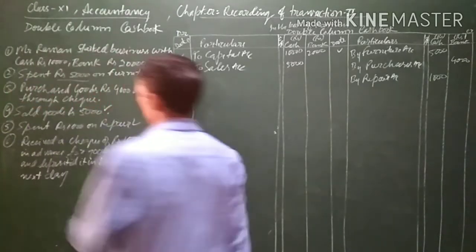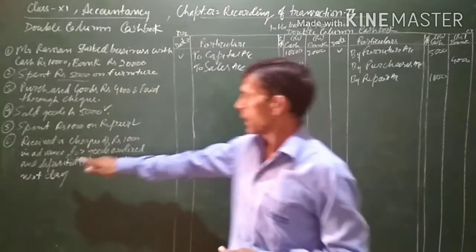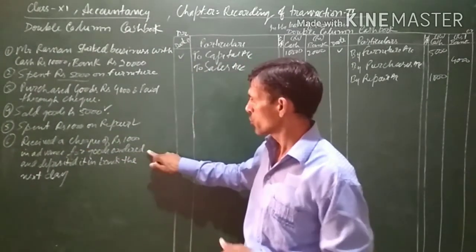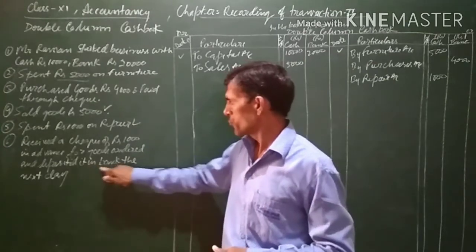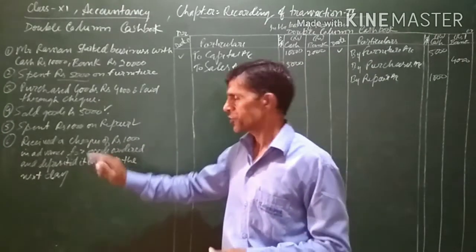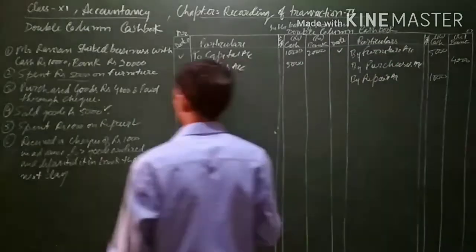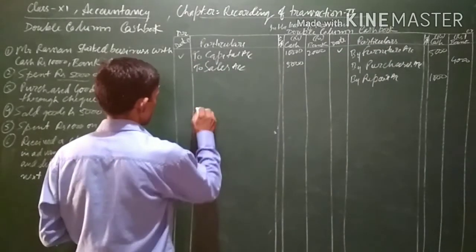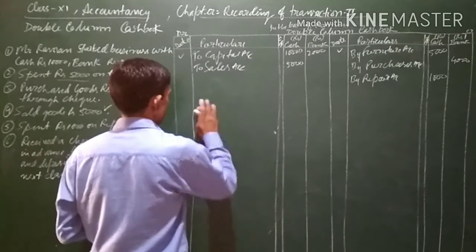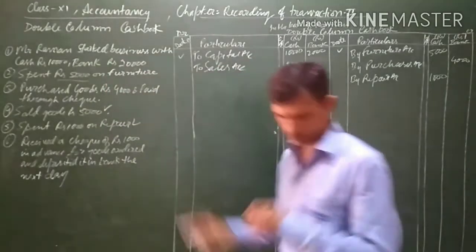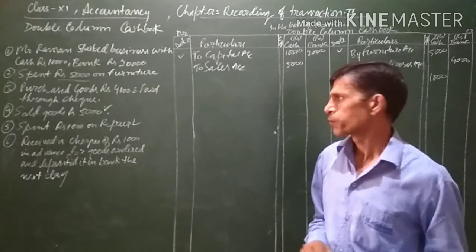Received a check of rupees 1000 in advance for goods ordered and deposited in the bank the next day. Received 1000 as check in advance. Advance we are receiving something. Bank, yes. Important thing to be noted in this case.